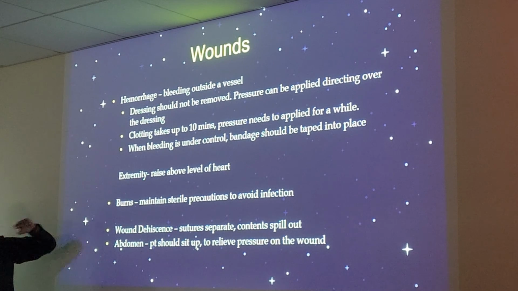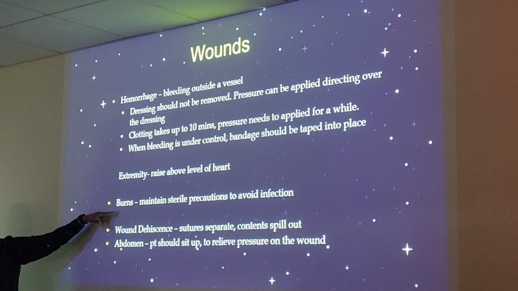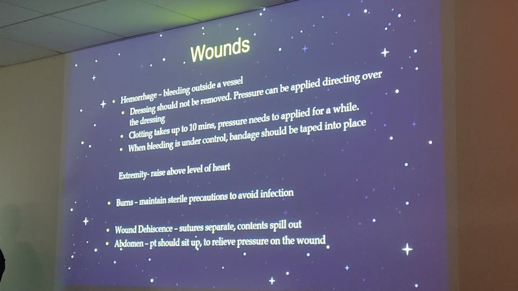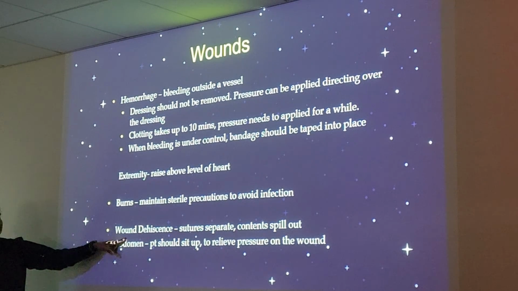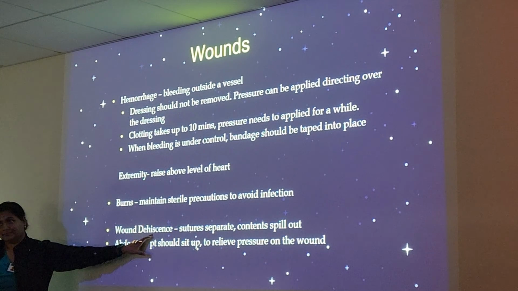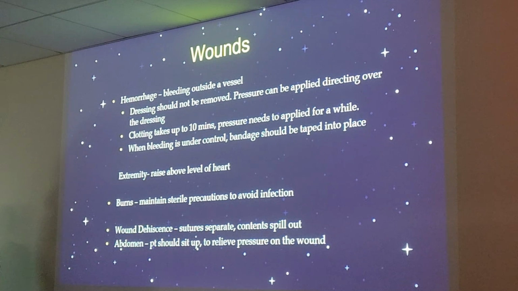If the bleeding is happening in an extremity, make sure you raise it above the level of the heart. It decreases the bleeding. If you have patients that have burns, their skin is probably not on, so you need to make sure that you use sterile precautions to avoid infection to the layers of the skin. Wound, how do we say this word? I have no idea. Dehiscence. Okay, so that's when patients that have sutures after surgery, the sutures separate and the contents spill out. That's basically what that means.